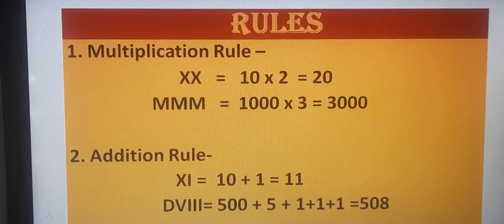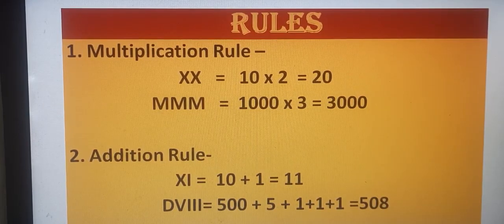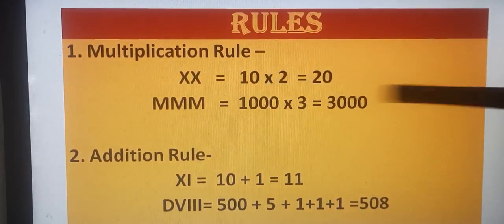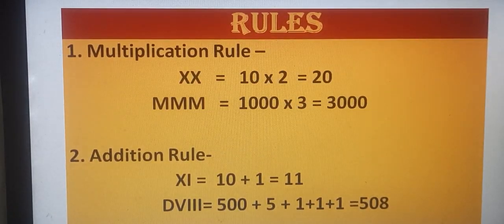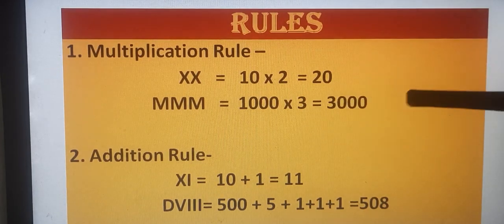We have understood now the Roman symbols. Now we will understand the rules to write down the Roman numerals. Our first rule is the multiplication rule. If a symbol is repeated in succession, the value of the numeral is obtained by multiplying the value of the symbol by the number of times it is repeated.